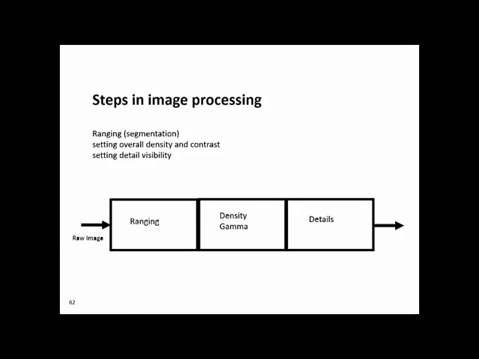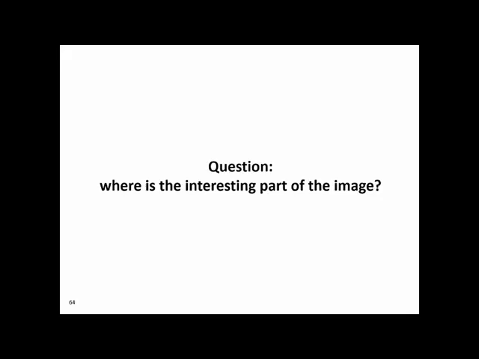It comes in 3 steps. Step number 1 is ranging. You will find also sometimes the expression segmentation. Step number 2 is brightness and contrast. In our terminology we call it density and gamma. And number 3 is, what about details? What about the sharpness of details, super sharp, normal sharpness? This is step number 3. Step number 1 again is the ranger. The ranger answers the question where in the image is the region of interest, ROI, the interesting part in the image.